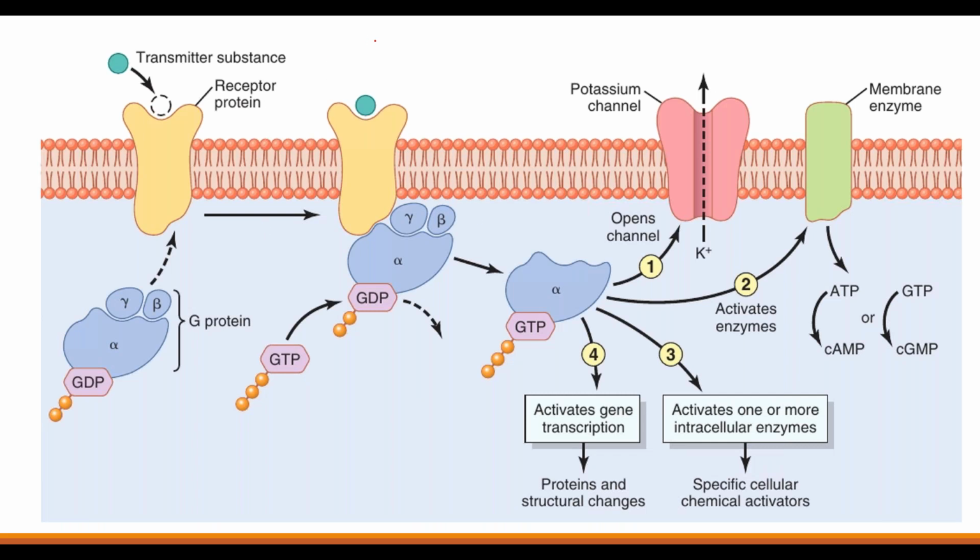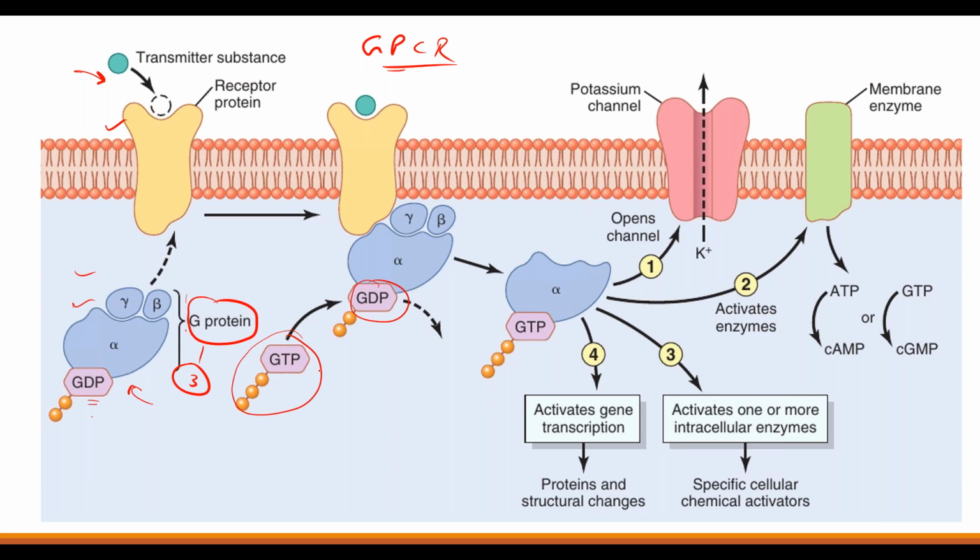This is the example of G protein coupled receptor, GPCR. This is the receptor protein. There is this G protein here. G protein has three subunits, alpha, beta and gamma. As you can see, this is as of now inactivated and it has GDP attached with it. The moment a neurotransmitter comes here, there occurs activation in this G protein. GTP replaces the GDP here.